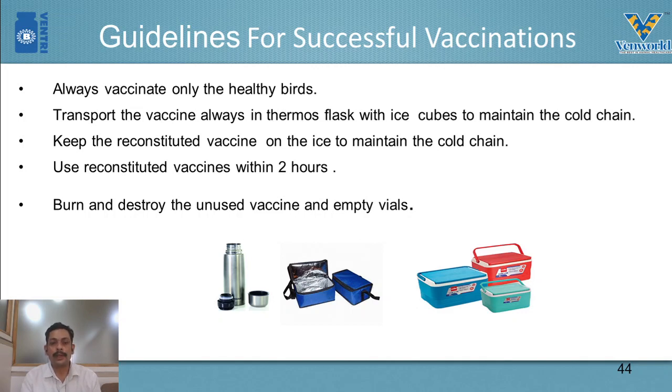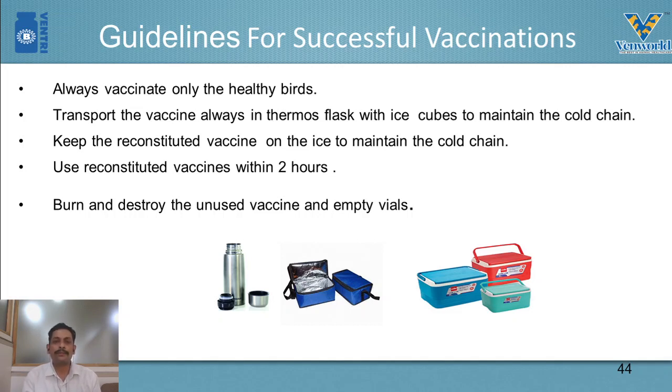Then vaccination should be completed within 2 hours. The reconstituted vaccine should be used within 2 hours. Pre-used vaccine we should not use. Always use fresh vaccines, and after completion of vaccination, burn and destroy any unused vaccines and empty vials.